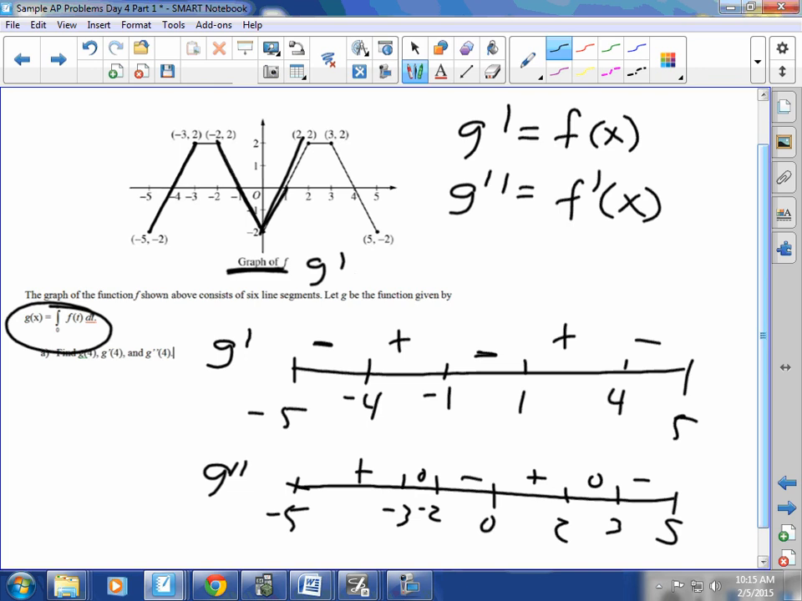So this is a picture of the derivative of g, and from that picture I can tell you where g is increasing and decreasing. I can tell you where g is concave up and concave down, and I can even tell you there are portions of function g where there is no concavity. All right, now I left off one thing. We should be taking a look at some areas.